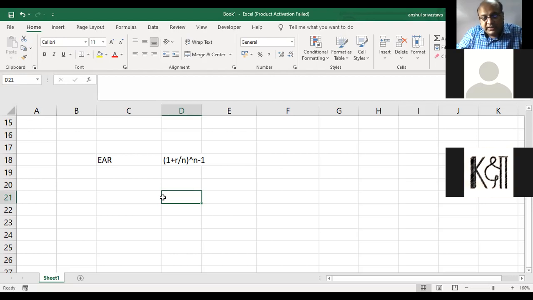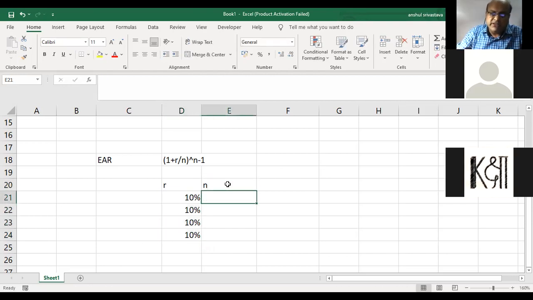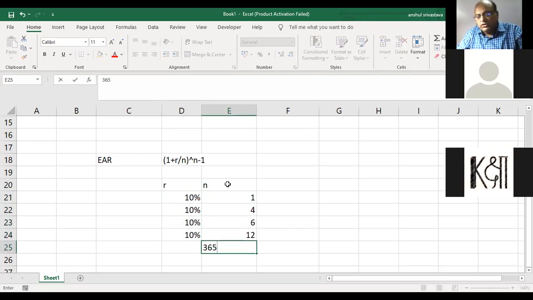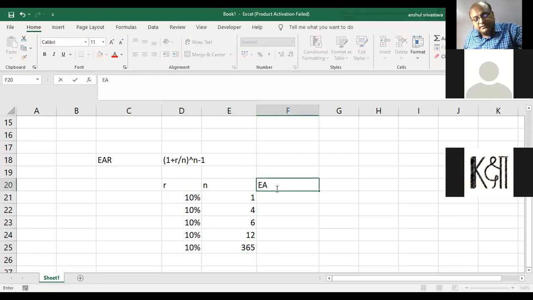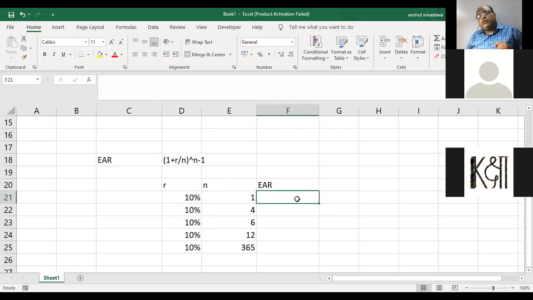Let's say r is 10%, and let's calculate effective rate under various circumstances. Frequency of compounding: annual, quarterly, half yearly, monthly, and let's say daily also. 5 different cases, we are going to calculate the effective annual rate at 5 different frequencies of compounding. What we are calculating? Effective annual rate. And the formula that I just told you, have a look.